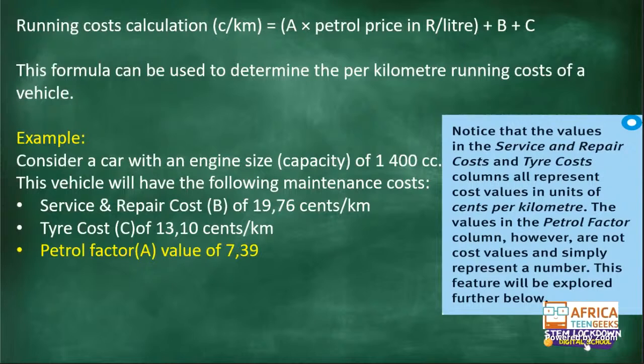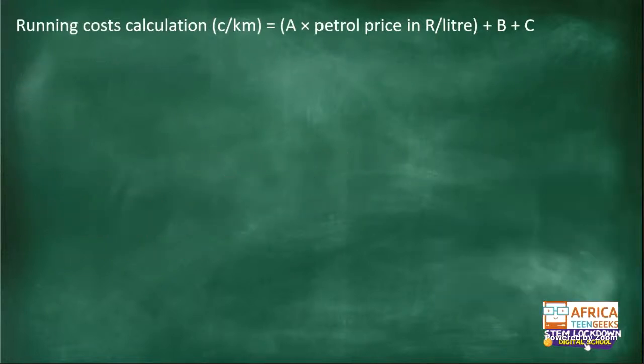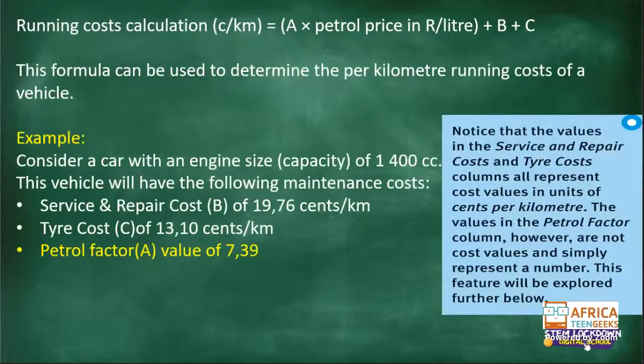You can see that this is not in monetary value, but that is the factor which we have in the table. So the petrol factor there will be 7.39. So basically this is how much it will cost.